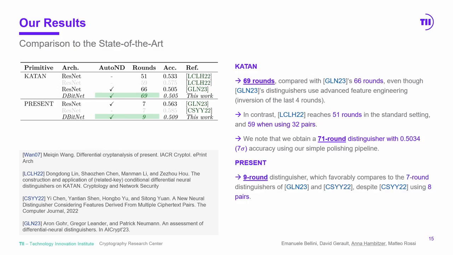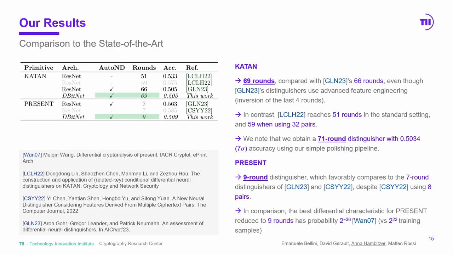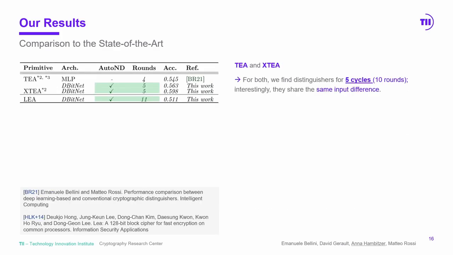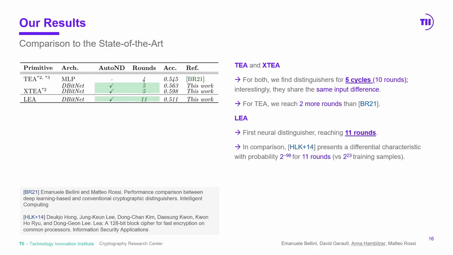For PRESENT, we obtain a 9-round distinguisher, which surpasses previous work, even though it used more ciphertext pairs. And also, there is a best differential characteristic mentioned in previous work for 9 rounds. For TEA and XTEA, we find distinguishers for 5 cycles equivalent to 10 rounds, and they do share the same input difference. For TEA, we improve over previous work. For LEA, we obtain the first neural distinguisher reaching 11 rounds, and there is also a differential characteristic mentioned in other work for 11 rounds.